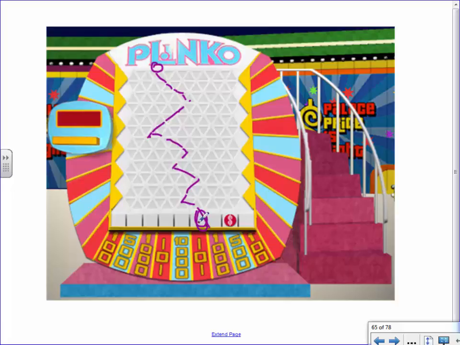And like if it lands right here, then you get nothing, right? But if it lands right here, then you get 10,000. I always get... You're very good at this job.